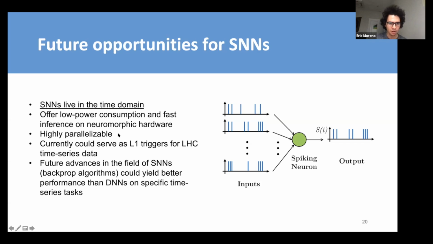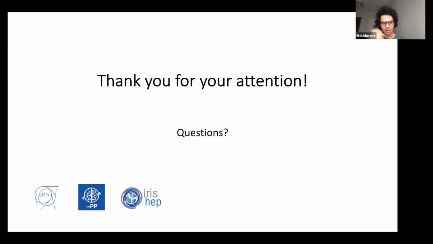You can make highly parallelizable systems. I think that this could serve as some kind of trigger in the future for LHC time series data. Now, I'm not actually sure if the LHC has any time series data. I don't think they do, but maybe with the timing layer coming online soon, that could be something interesting to check out. And of course, future advances in the field of SNNs and better backpropagation algorithms will lead to better performance than DNNs on time series tasks. I don't think they'll ever outperform DNNs on other tasks, but for time series tasks, these are a very promising architecture. So that's it from me.